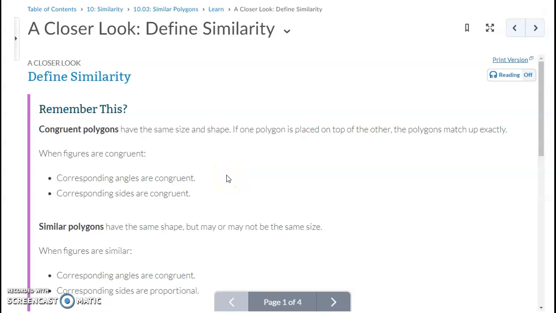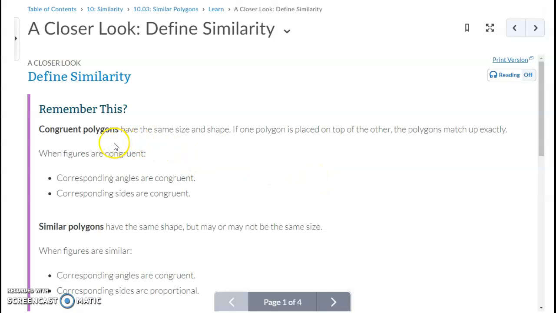Hey students, so in today's video, I'm going to be going over some of the concepts revolving around similarity in geometry. I'm going to be going through some of the stuff in your content tab that's specific to our curriculum, and I hope this will be helpful for you.